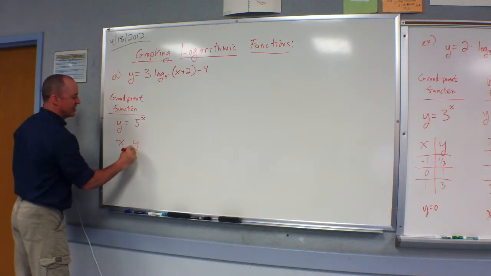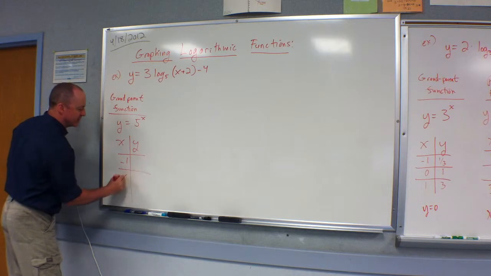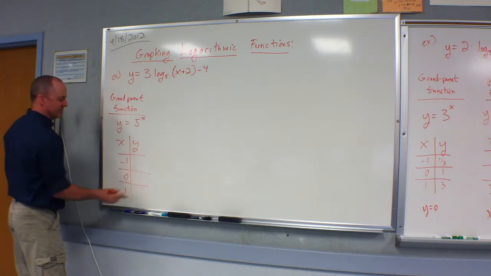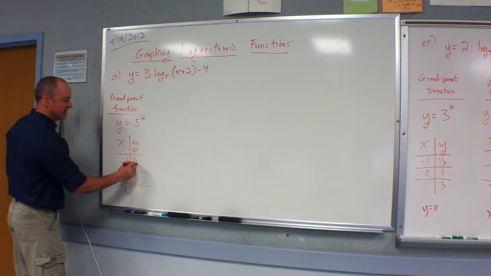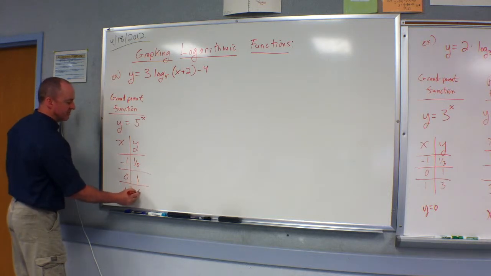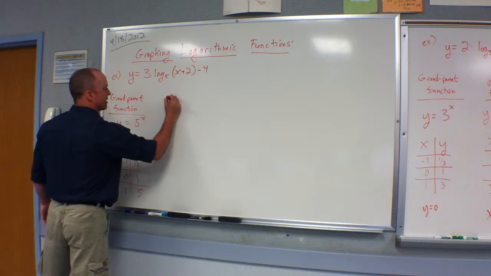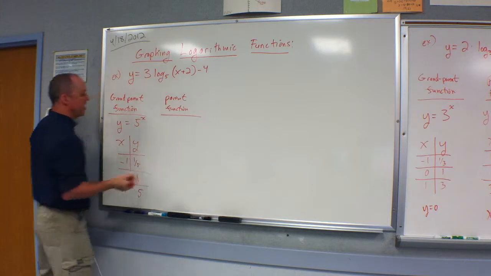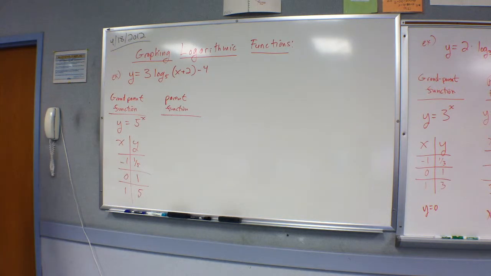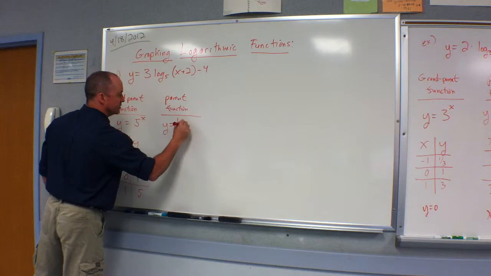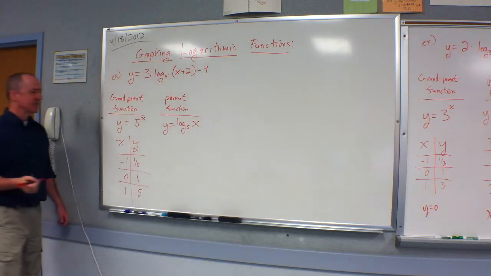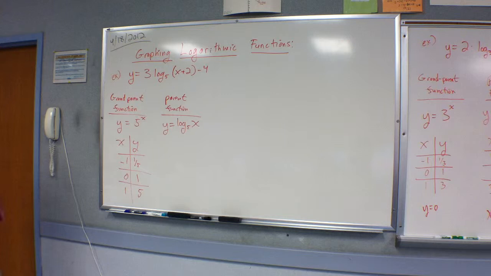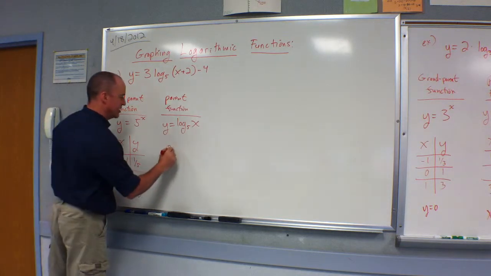My points of interest on this, the x's as usual are going to be -1, 0, 1. What are the y's going to be? 1/5, 1, and 5. Excellent. Parent function. Simplest logarithm with the same base. What's that going to be? Y equals log base 5 of x. Excellent, Tyler. I know that's what you meant. Please say the word base. I'm easily confused.